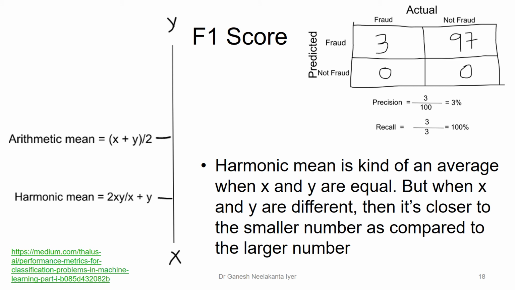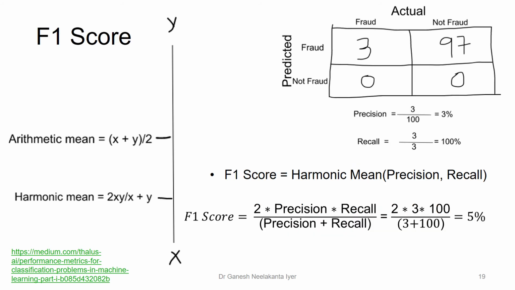Whereas the arithmetic mean comes in the middle, the harmonic mean is slightly closer to the imbalanced value. So it's a kind of average where, when x and y are equal it is the same, but when x and y are different, it is closer to the smaller number, and that gives a better idea. So in this example, when we calculate the F1 score, the harmonic mean, which is 2 times precision times recall divided by precision plus recall, it comes to about 5% because your precision is only 3%. So this F1 score gives a sort of combined outcome of how precision and recall work.